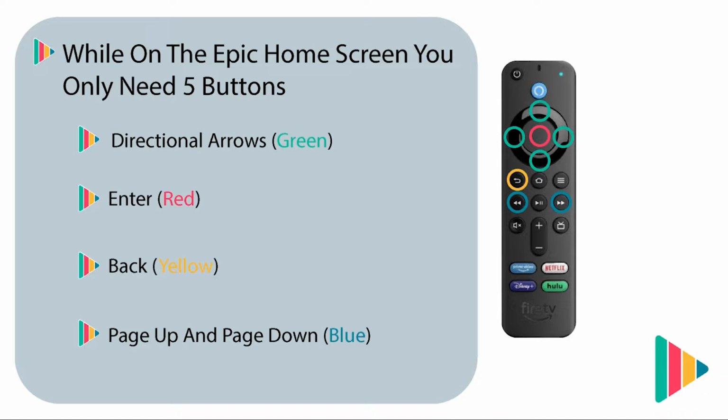The back button, circled in yellow, will take you back to your previous screen. Finally, the rewind and fast forward buttons, circled in blue, act as page up and page down buttons. These are useful as you collect many recordings to quickly navigate through all of your recorded programs. Now that you know how to move around and what buttons you will need, let's take a look at the Epic app home screen.